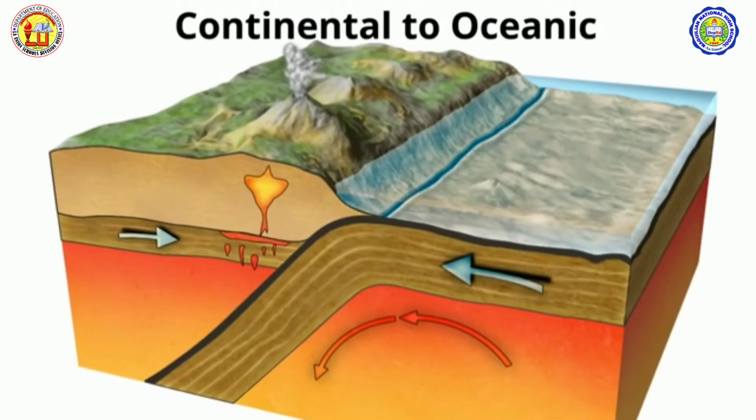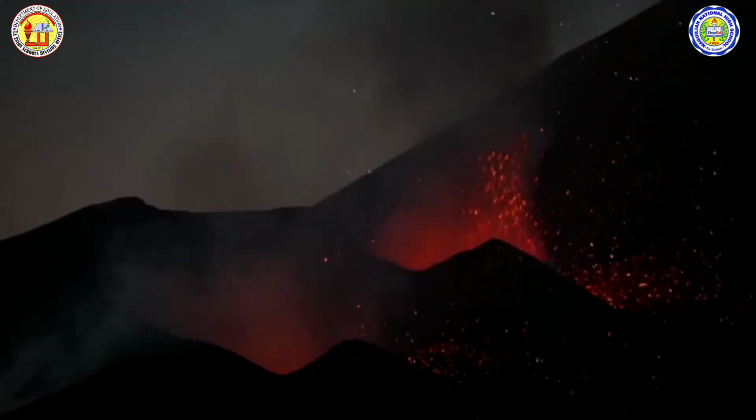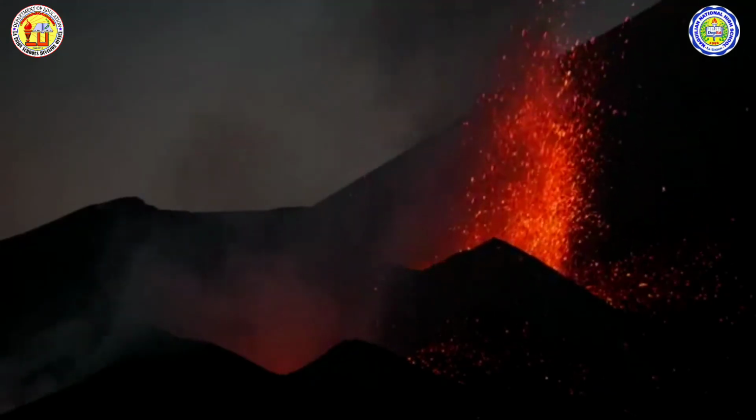There are 3 types of convergent plate boundaries. When the plate of oceanic crust collides with the plate of continental crust, the oceanic crust will move downward, and that is the subduction process. The magma from the melted oceanic crust rises to the surface, and the result is a volcano along the boundary.